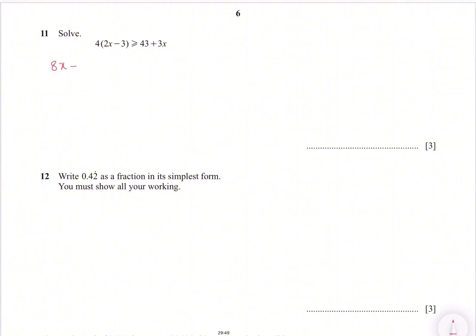Question 11, so multiply 4 with the bracket, so it's 8x minus 12 greater than or equal to 43 plus 3x. Solve, collect the like terms. So x is greater than or equal to 11.